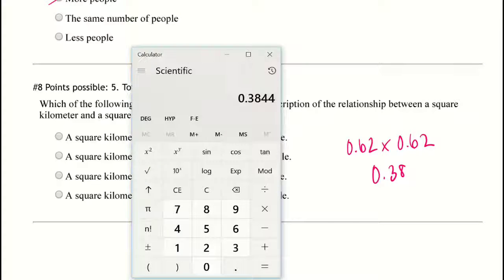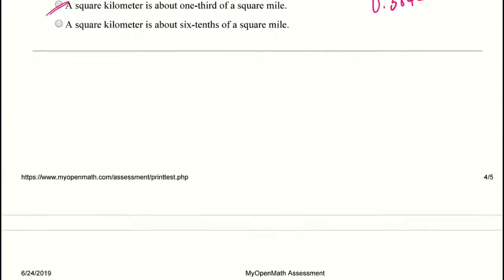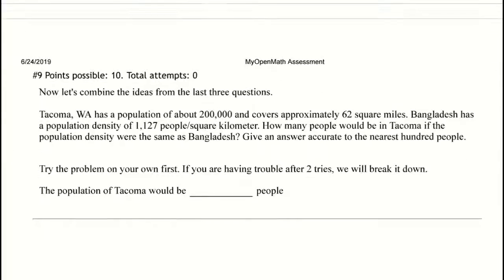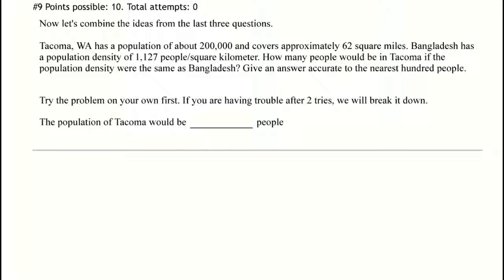So we have to do the 0.62 times 0.62 in order to square. So 0.384 is about 1/3, right? 0.33 is 1/3, so that's the closest one, it's 2. Now this is similar to the Tacoma, New York City one, except we had that intermediate step of unit conversion.